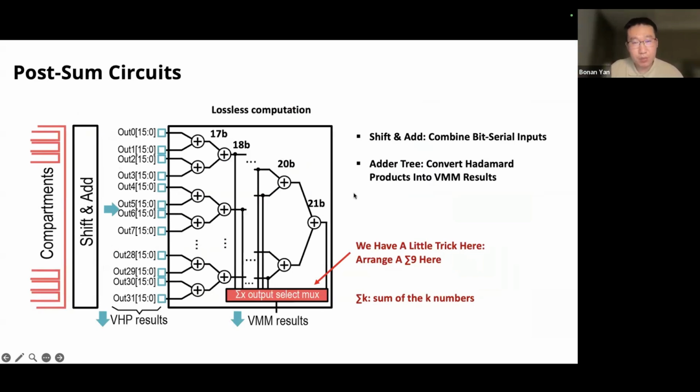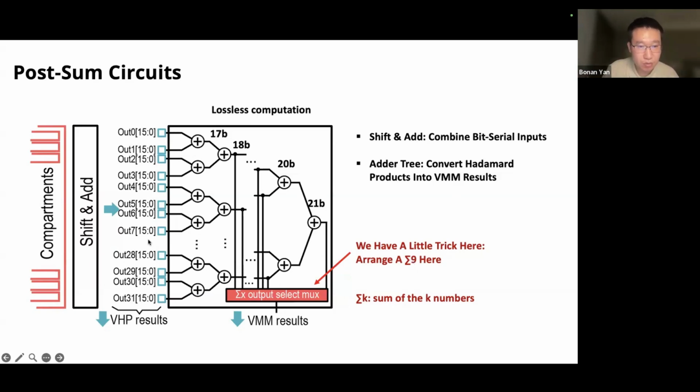And towards the application of CNN, especially the depthwise convolution, we have revised the adder tree. Instead of adding all of the 32 outputs together, we make each group of 9 outputs together. We just do sigma 9. It means that we add 9 output elements together.